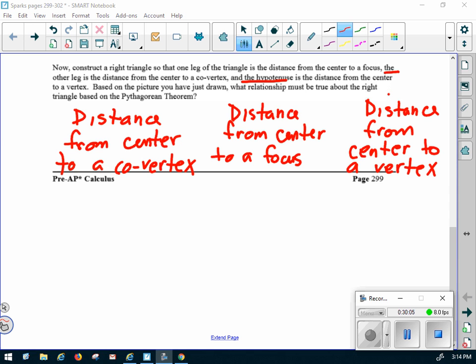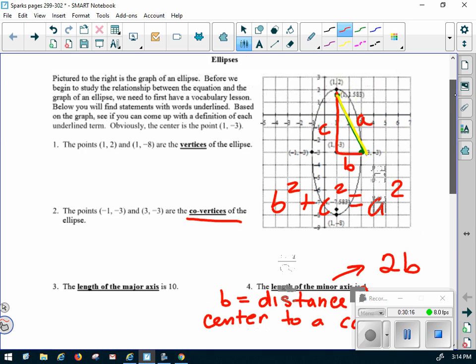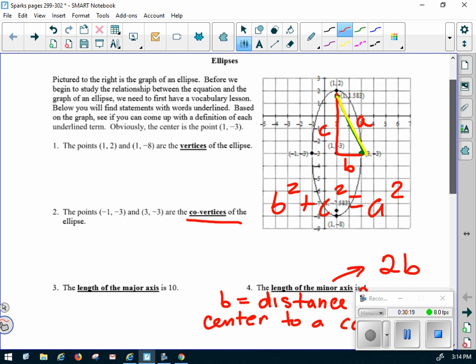Distance from the center to a covertex. Did you write that down? Distance from the center to a focus. Did you write that down? Distance from the center to a vertex. Now, let's look here. The distance from the center to a covertex is B. The distance from the center to a vertex is A, but we also know that A is this yellow length right here. And then the distance from the center to a focus is C.